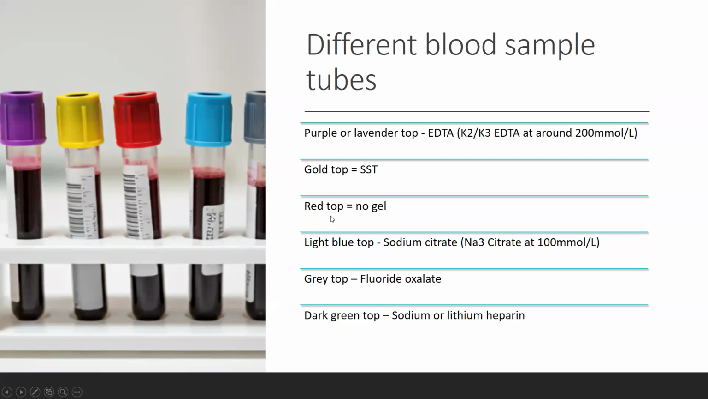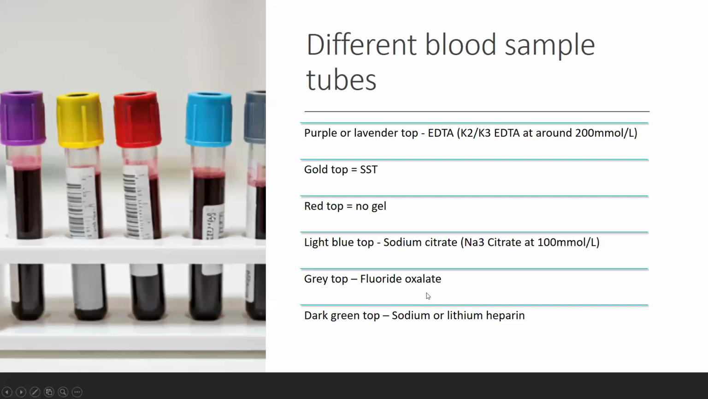The red top is up next, or the rust top, which has no gel in it. This is because some analytes can be absorbed into the gel if used, such as drugs. Next up is the light blue top, which contains sodium citrate, so 3 sodium molecules per citrate molecule. The citrate binds to the calcium here and blocks the clotting cascade, similar to EDTA. But the block on coagulation is more easily reversible than with EDTA, which is why it's often used for clotting studies.